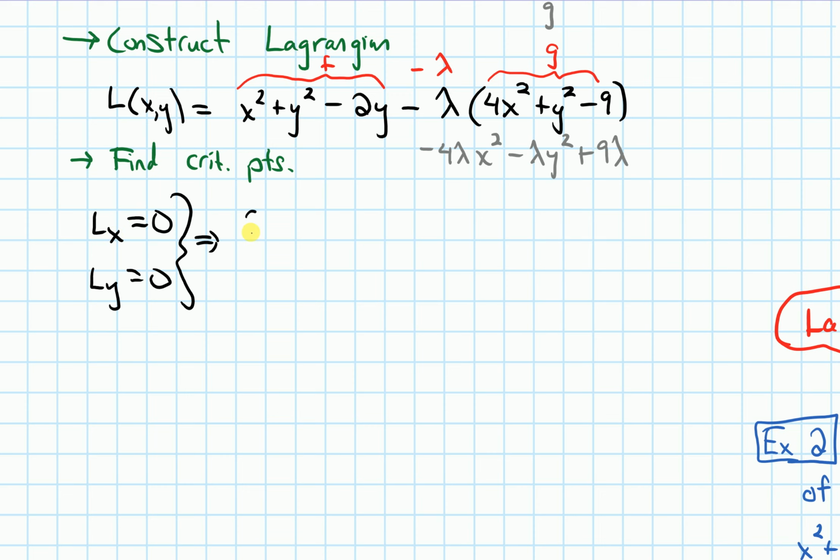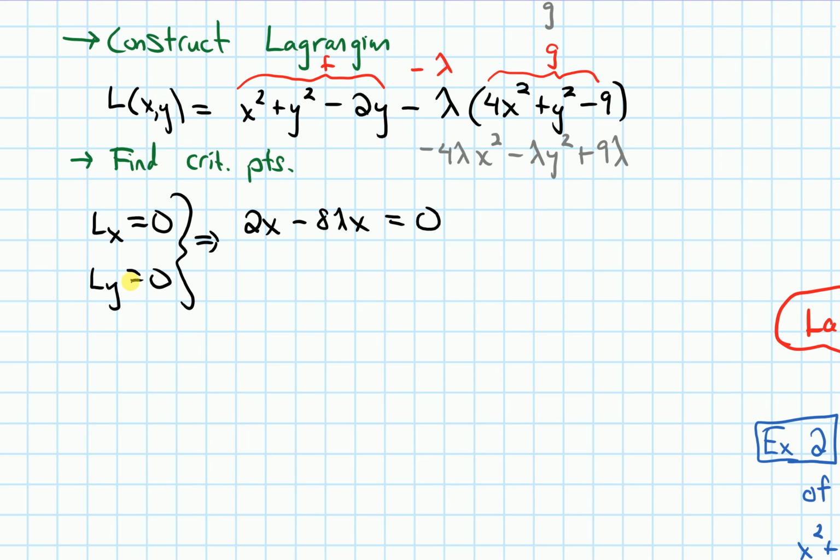So now if I take the partials, the partial with respect to x is going to give me 2x. The next two terms are going to both have 0 for their partial. And then this other x squared term with a lambda is going to appear still. That partial is going to be minus 8 lambda x. And that's the partial with respect to x. And I set that equal to 0.